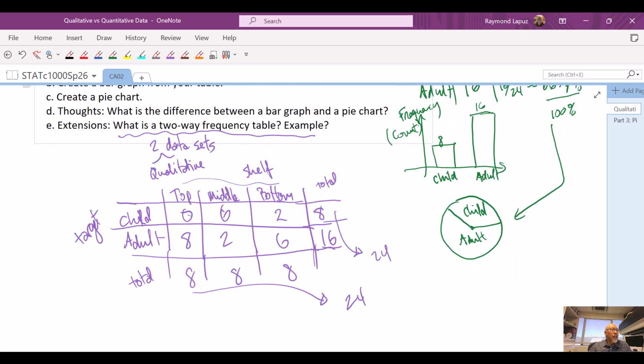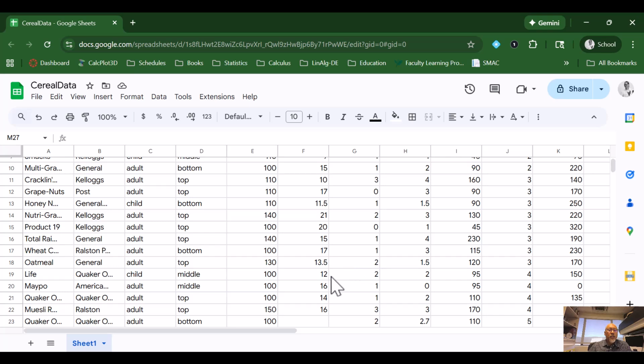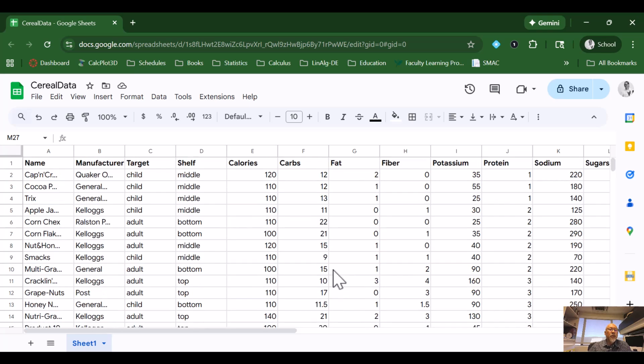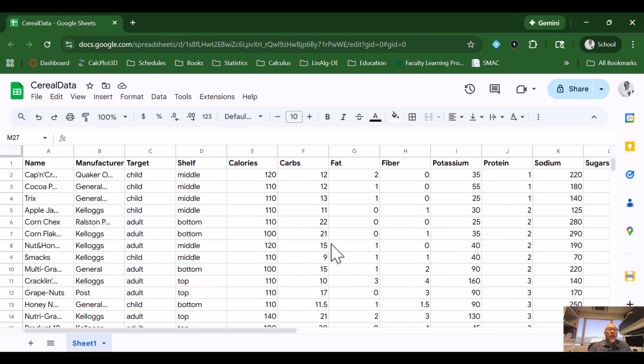Let's take a look at a Google Sheets with the cereal data. So this is the cereal data. I put it in Google Sheets and I'll share it with you all. But I want to show you how we will eventually be assessing, collecting, and presenting data.